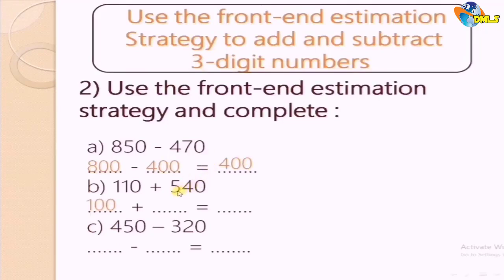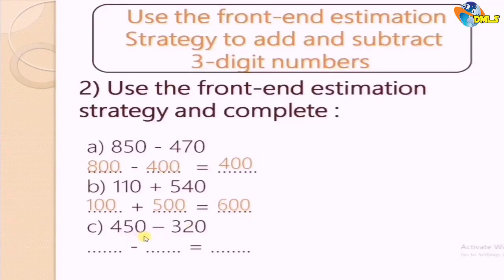Second number, 540. Ones, tens, hundreds. It is a 3-digit number, so of course we will look at the hundreds place. In the hundreds place we find 5, and the value of digit 5 is 500, so the estimation of 540 is 500. Then we will add the two numbers, 100 plus 500, of course we get 600.